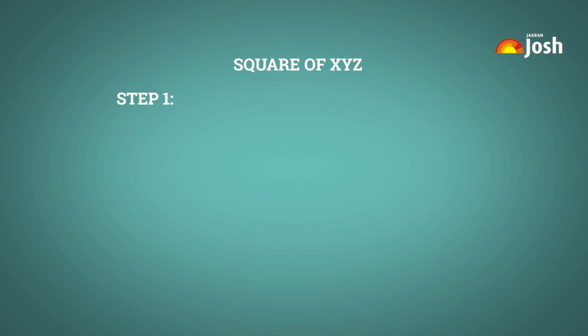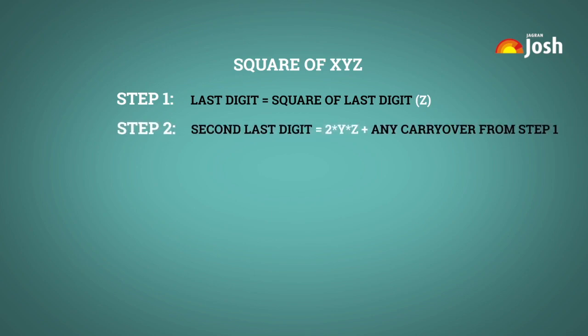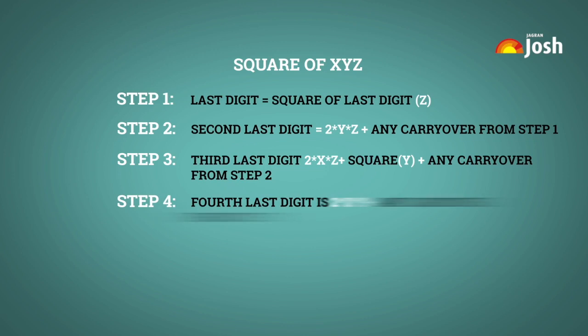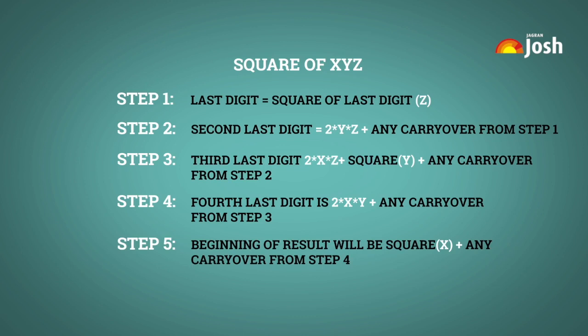The first step is, last digit is equal to the square of last digit z. The second step is, the second last digit is equal to 2 into y into z plus any carryover from step 1. The third step is, third last digit is 2 into x into z plus square of y plus any carryover from step 2. The fourth step is, fourth last digit is 2 into x into y plus any carryover from step 3. And the fifth and the final step is, beginning of result will be the square of x plus any carryover from step 4.